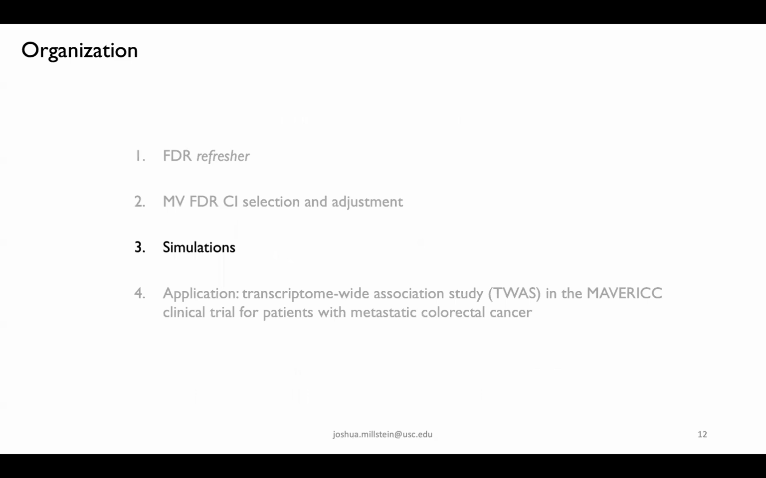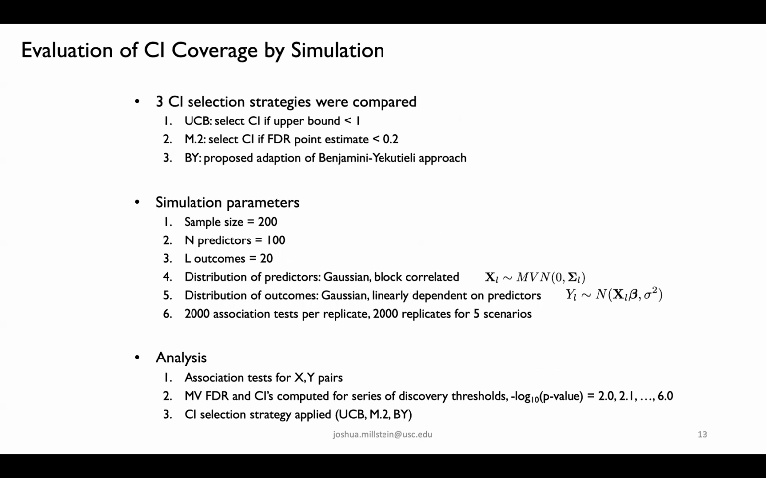Okay, so now I'll go through some simulations where the approach was evaluated. So there are other possible ways we could select an interval, right? Just heuristic approaches to selecting an interval from our set of candidate thresholds and the intervals that we compute for each threshold.